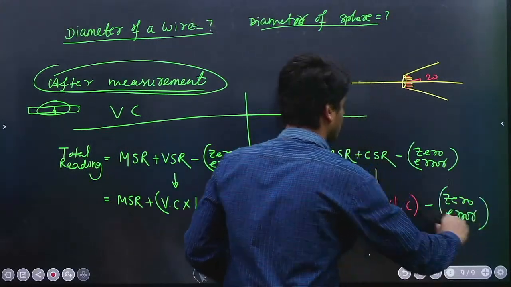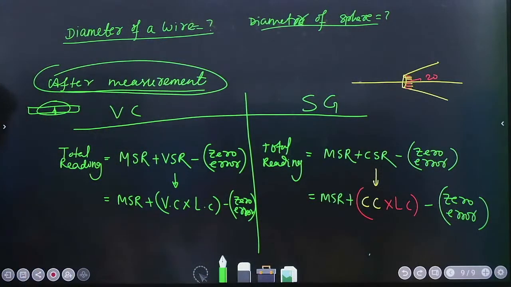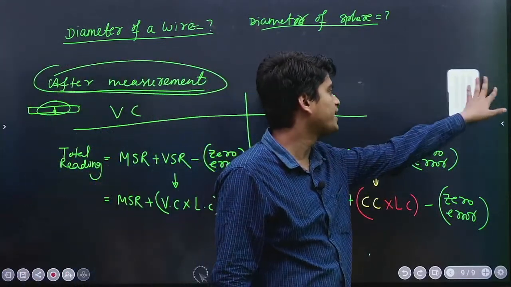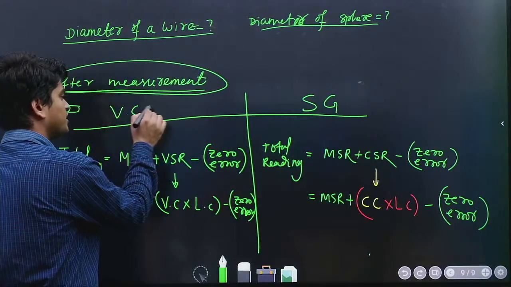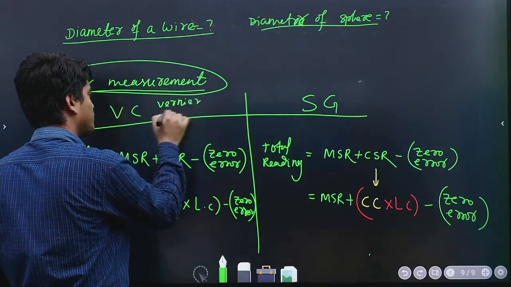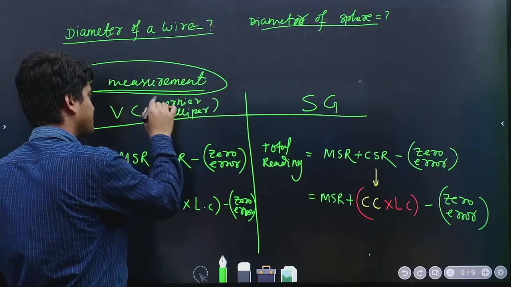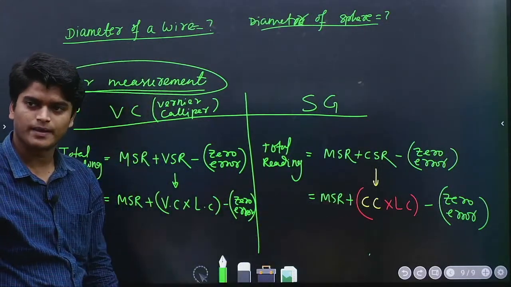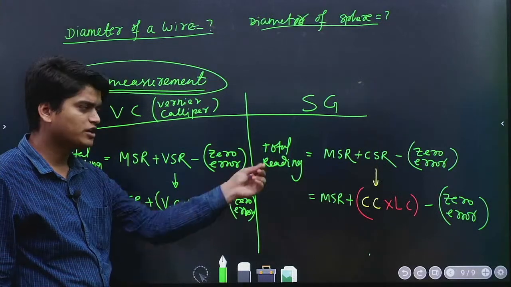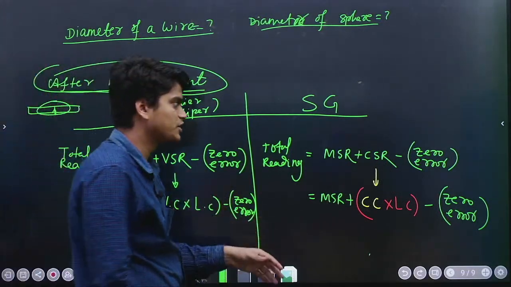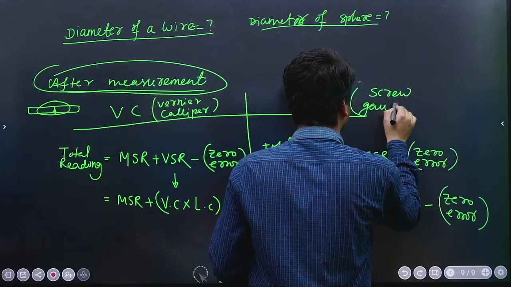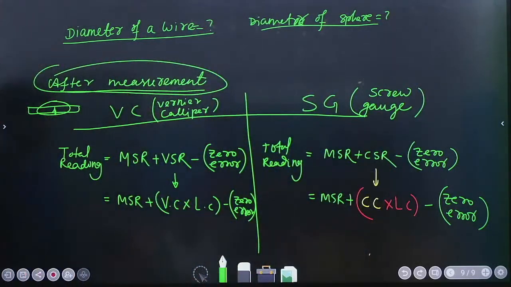Then you can write MSR plus this one minus zero error. Don't crack your head here. I'll tell exactly how the instrument is, how you have to take the readings, in another class. For now just remember this for vernier caliper. A similar type of formula comes, but here it is vernier coincidence, there it is circular coincidence. And to find the zero error, there will be certain formulas: positive zero error, negative zero error, I have to discuss that. But today you complete up to this, so write down up to this one.